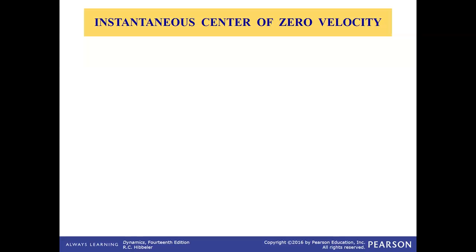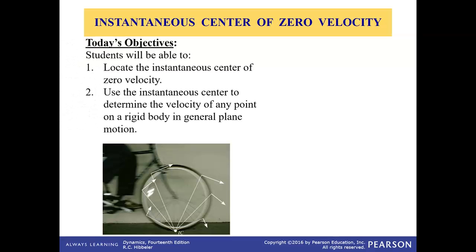So that's our next topic actually, which is topic 16.4, instantaneous center of zero velocity. And the objective is to locate the instantaneous center of zero velocity and use it to determine the velocity of any point on a rigid body in general plane motion. So the main application of the instantaneous center is that it will let us convert the general plane motion of a rigid body into pure rotation, and thereby it simplifies the calculation. And this is applicable only for velocity analysis, not for acceleration analysis.